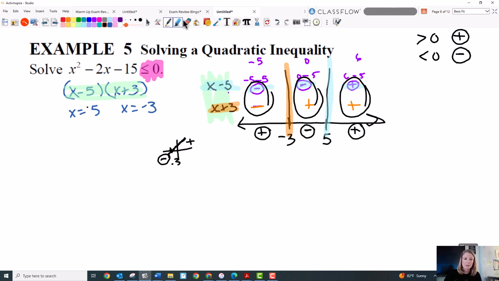So it's negative here. So it's between negative 3 and 5. It has a line, so I draw a line. So I get a bracket.